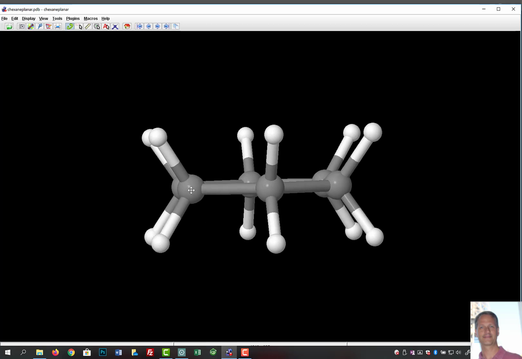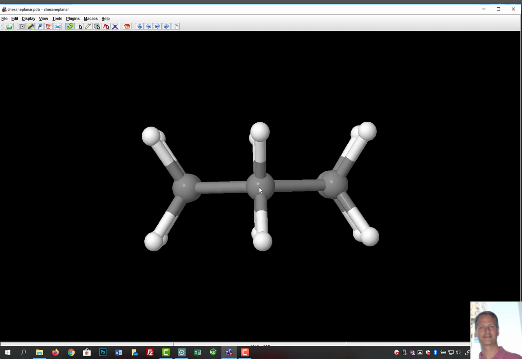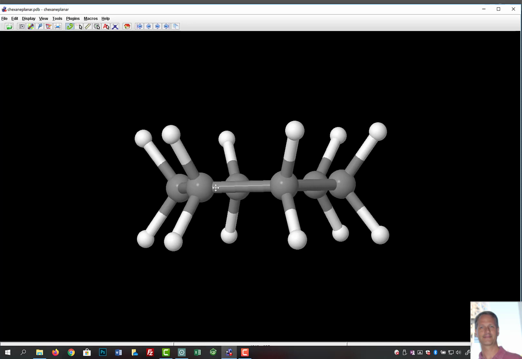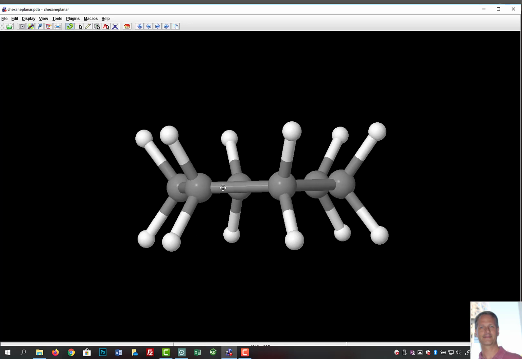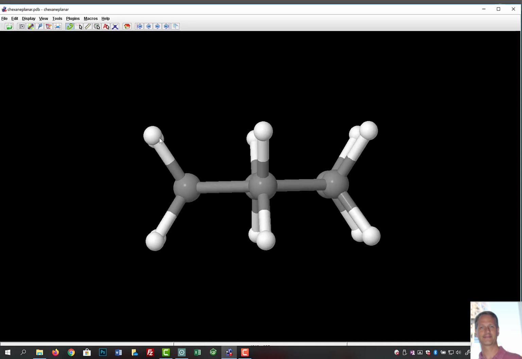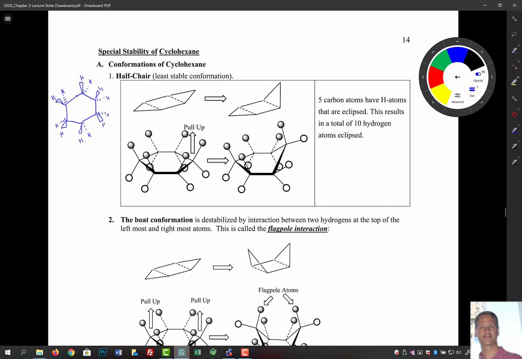If we rotate that around, we're eclipsed. In fact, as we move all around this, every carbon has H's that are eclipsed with each other. So this is a pretty horrible conformation because we have eclipsed H's along every carbon-carbon bond. One of the things we're going to start off doing to alleviate some of that is to imagine that we take that flat molecule, take one end of it, and pull it up.